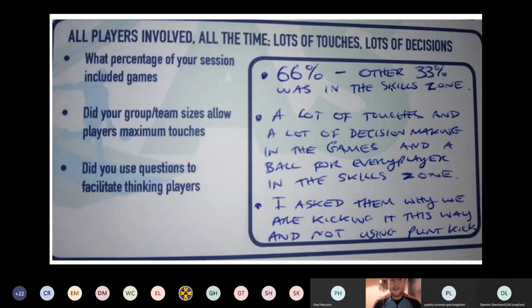Did your group team sizes allow players maximum touches? A lot of touches and a lot of decision making in the game, and a ball for every player in the skill zone. During the game they're getting a lot of touches and decision making as the game is small sided, but in the skill zone they've all a ball each, so there are definitely a lot of touches. Did you use questions to facilitate thinking players? I asked them why are we kicking this way and not using a punt kick. Just by putting it back on them, getting them to think about why they're doing it, why are we using the hook kick and not the punt kick?